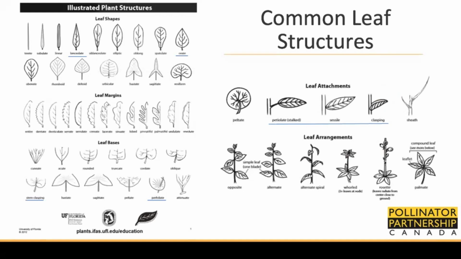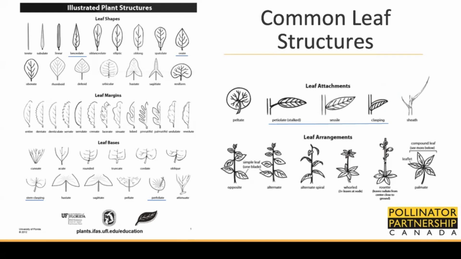Understanding leaf structures will provide you with key characteristics for proper plant ID. Over the next slides, you'll hear us talk about leaf shape, margins, attachments, and arrangements. While you don't need to master these terms, the better understanding you have, the faster you can identify plants.